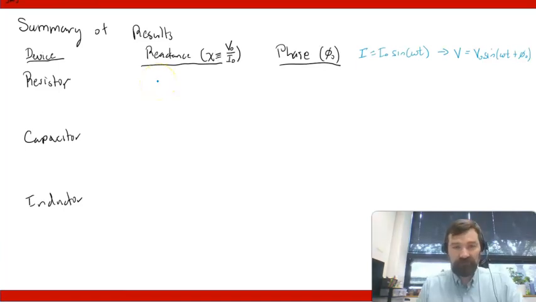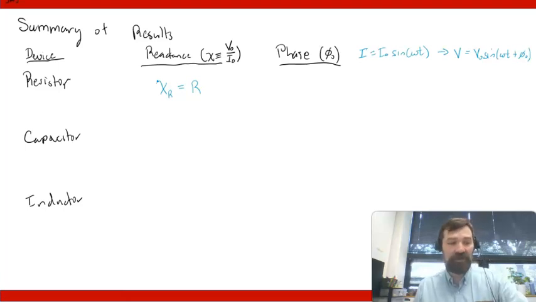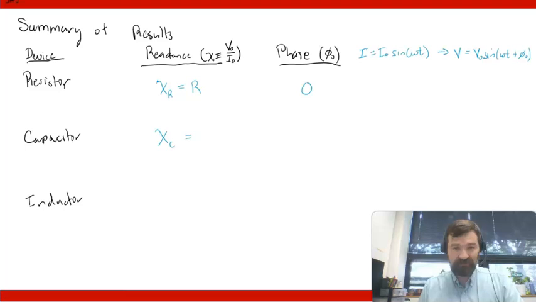Okay, and so we can make this little table that shows each of these things. For the resistor, the reactance value is just the same as the resistance. In fact, we don't talk about resistive reactance. We just usually say resistance. The phase shift is 0. For the capacitor, we have capacitive reactance, which is 1 over omega times C, and a phase shift of negative pi over 2. For the inductor, we have an inductive reactance, omega L, and the phase shift is now plus pi over 2.